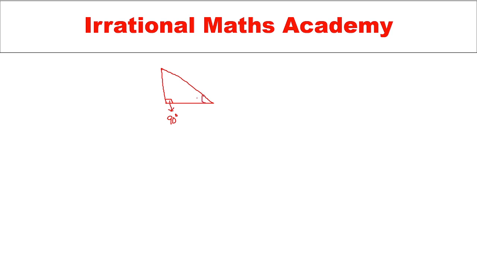Now let me take this as my angle. Either you can take this as the angle also. So if this is my angle and this is my right angle triangle, let me name these sides. This is the base. Let me represent it by B. And this is the perpendicular length. Let me represent it by P. This slant length is the hypotenuse. Let me represent it by H.